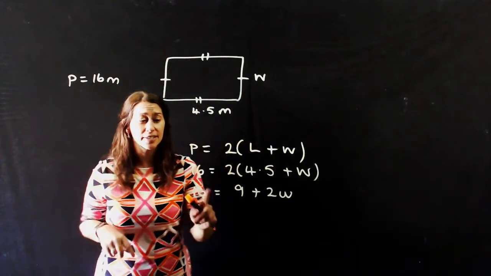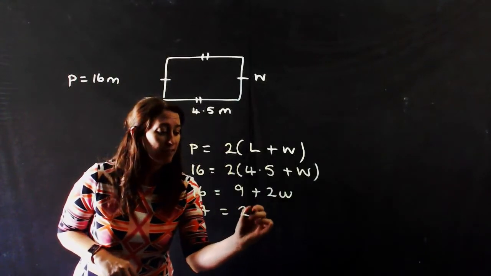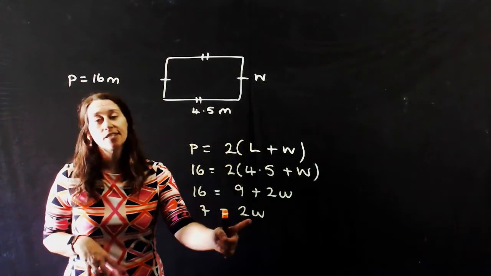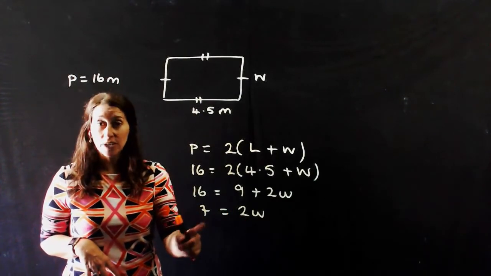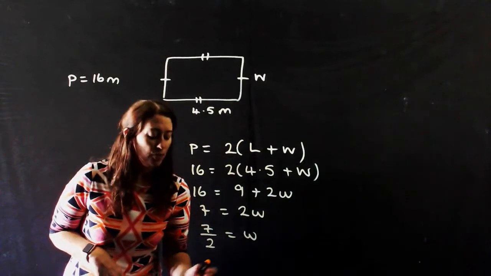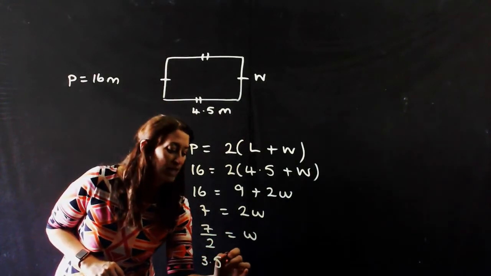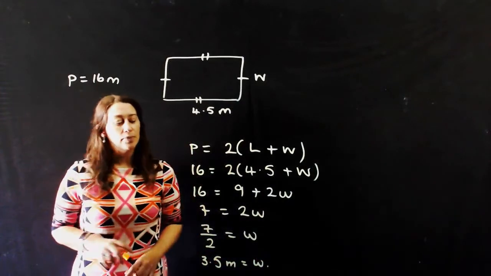Now I need to solve this. Well, 16 subtract the 9 gives me 7. So 7 is equal to 2w. And then to solve this, I need to divide 2w by 2, which means I need to divide the 7 by the 2. So 7 divided by the 2 will give me w, meaning that w is 3.5 metres. Okay, so our width for our rectangle is 3.5 metres.